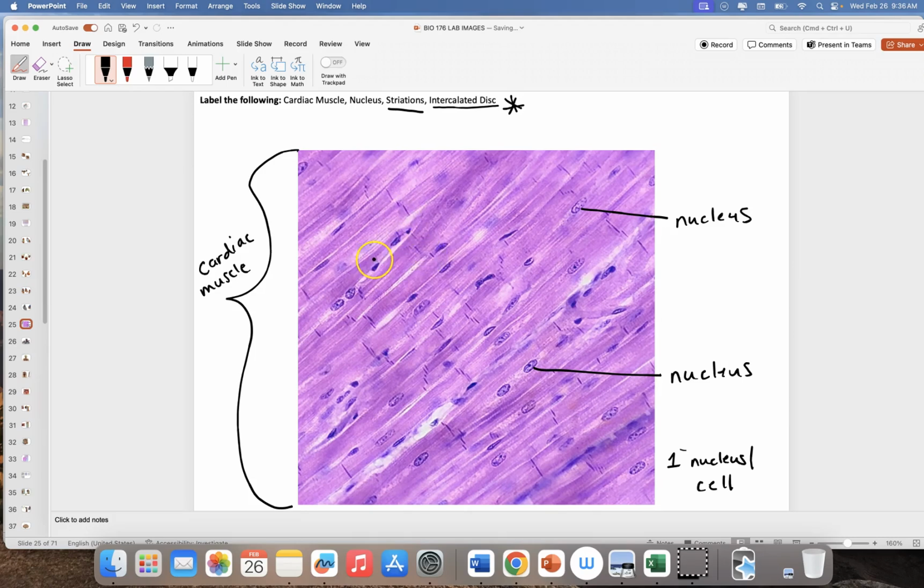Striations give the tissue a banded appearance. These lines that you see here, I'll go over a few of them with my pen here. But the lines that give the tissue the banded appearance, and you can even use that description, so the lines that give a banded appearance, those are going to be our striations.